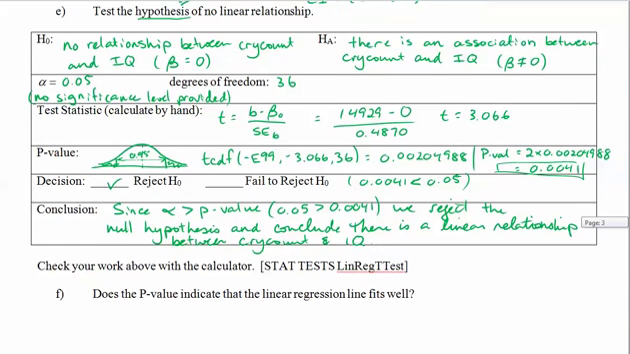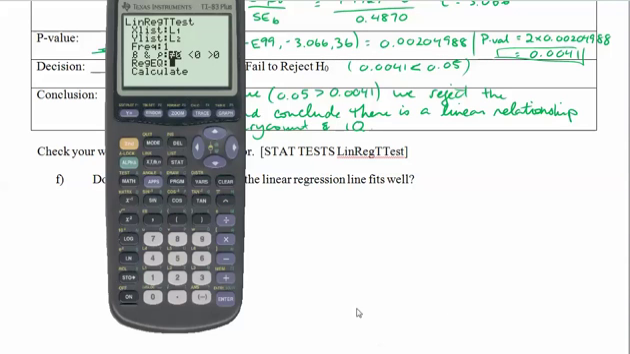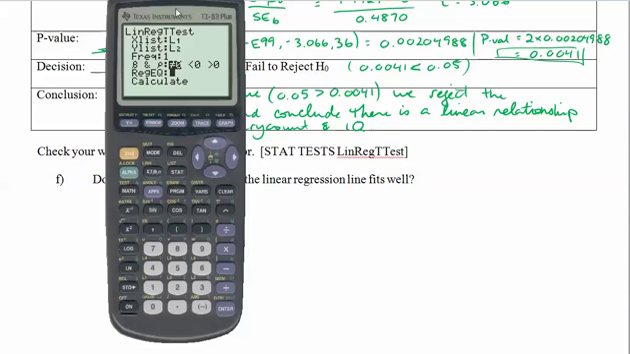Okay, so your job now is to check your work with the calculator. So you're going to go stats, tests, linreg t-test. So let's have a look at what that will be. All right, so here on our calculator, I'll just jump back out to show you. We're going stats, tests, and if you go down, you will come to the second last one on my calculator, linear reg t-test, and we enter there. So X list is L1, Y list is L2.